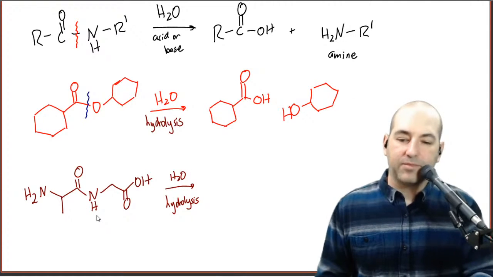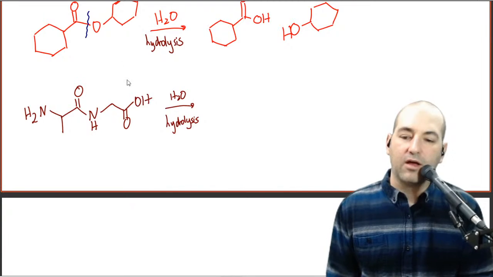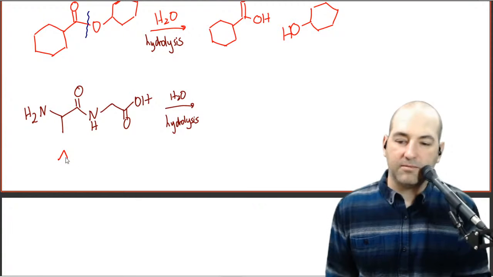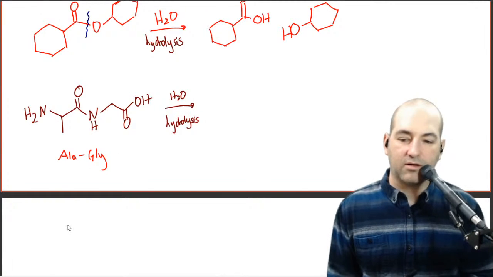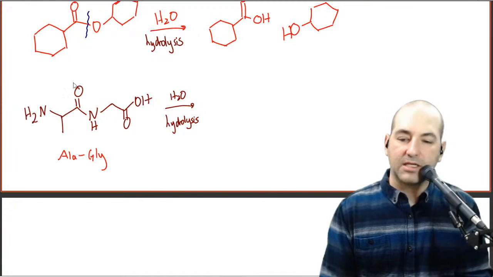For this one, looking ahead a little bit to our protein chapter, this is two amino acids hooked together. This is alanine and glycine. So sometimes that's written like this to show that they're two amino acids hooked together. And they're hooked together by this peptide bond.